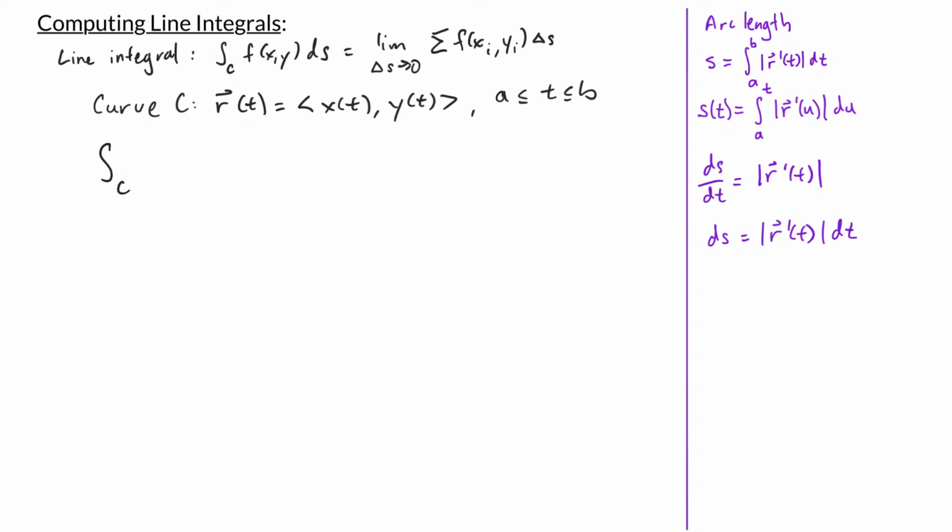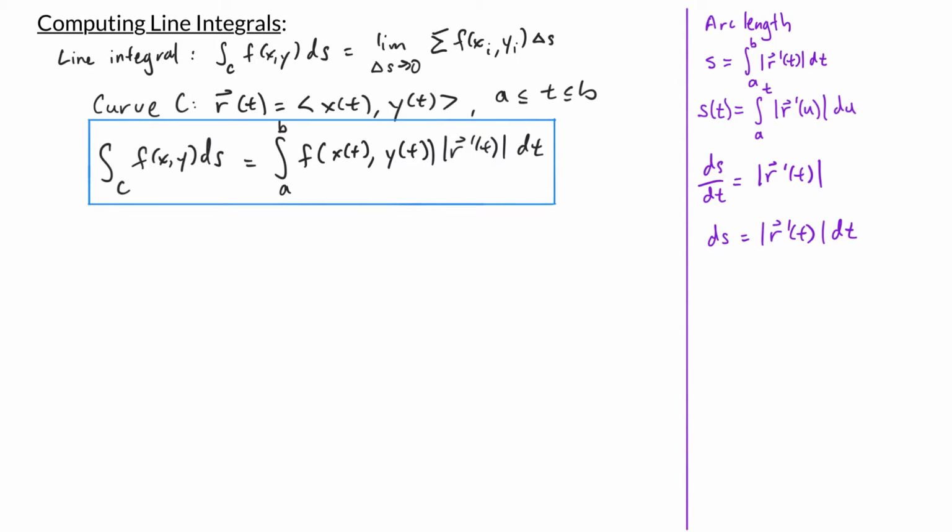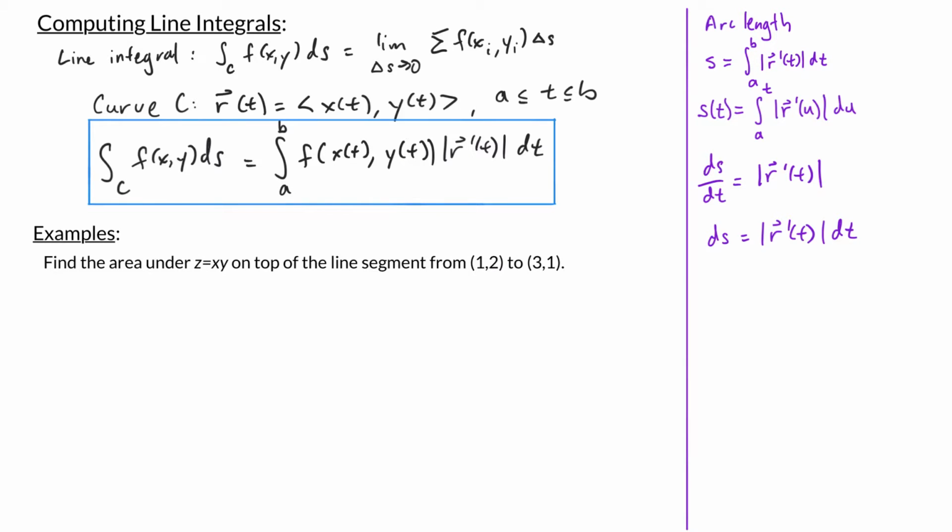The line integral over C of f of x, y, ds is the integral. Well, we're going to replace the x and y in terms of our parameterization. So x's I'm going to write in terms of t, and y's I'm going to write in terms of t. And then the ds we can replace with magnitude of r prime of t dt. And this integral will go from a to b. So this is how we're going to compute line integrals. Let's take a look at some examples.